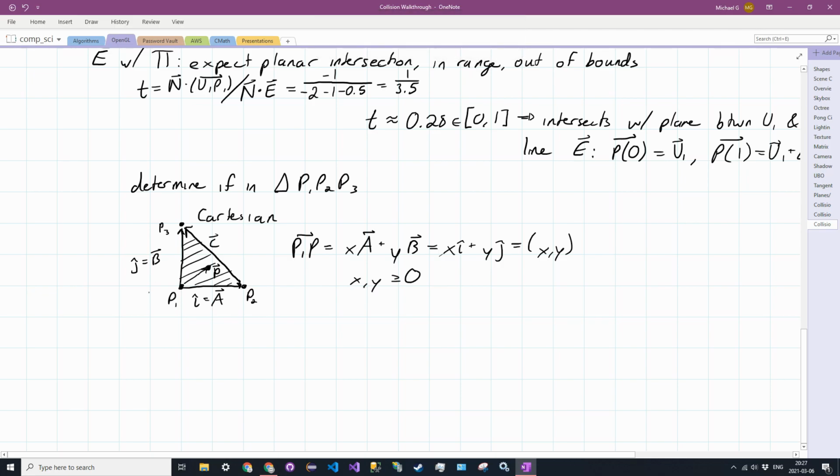Just because if the point is down here, P1P would have a negative component of A and a negative component of B, just like that. However, we have what looks like a shaded area that is valid. Because we've restricted it to positive values, we just have to look in this triangle right here. Well, what is this triangle? It's defined as the inequality x plus y is less than or equal to 1.